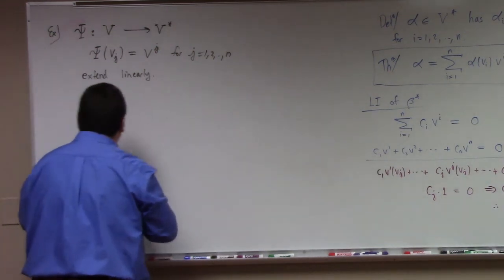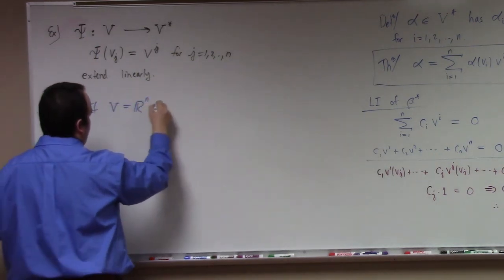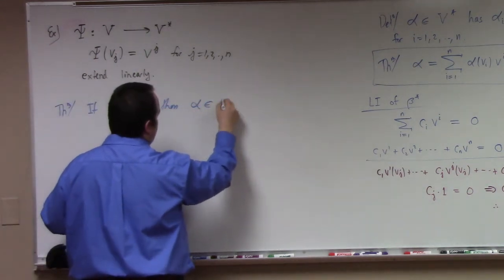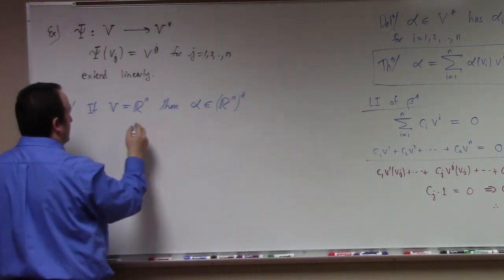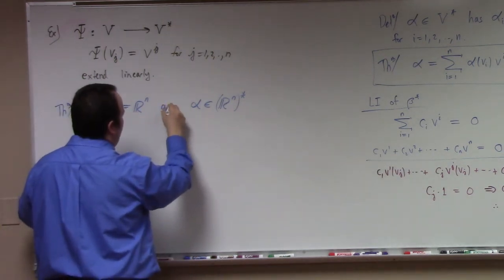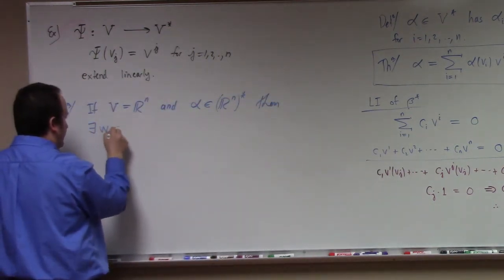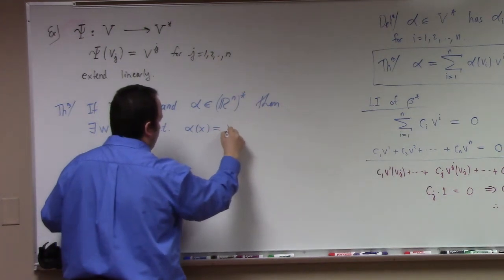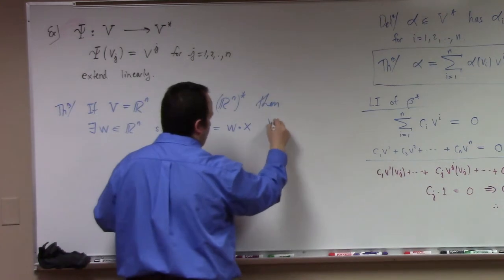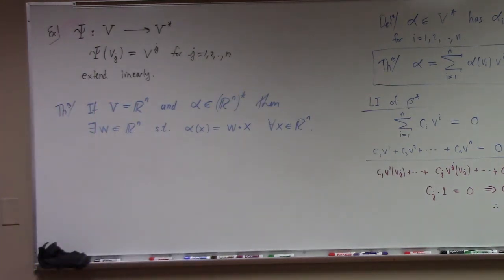Here's a theorem. If we look at V equals Rn, and alpha is in the dual space to Rn, then there exists W in Rn such that alpha of x is just equal to W dot x for all x in Rn. In other words, every dual vector of just plain old Rn can be realized as the dot product of some fixed vector.